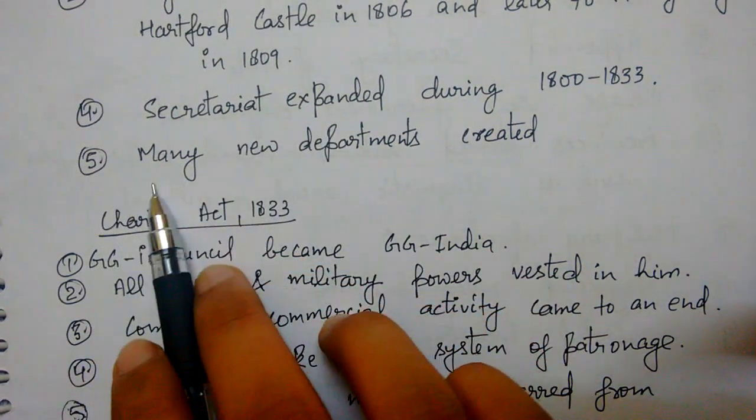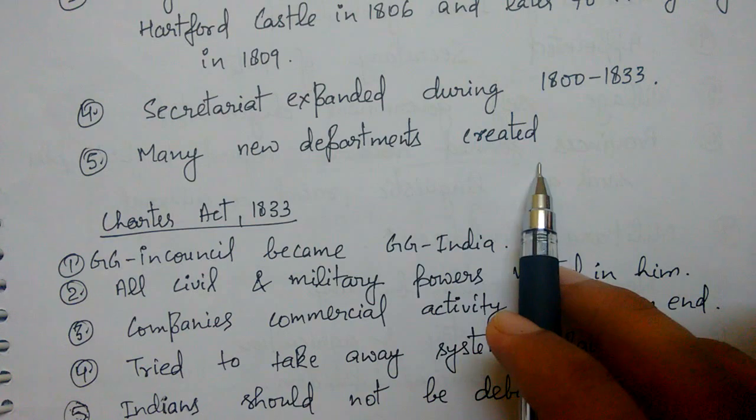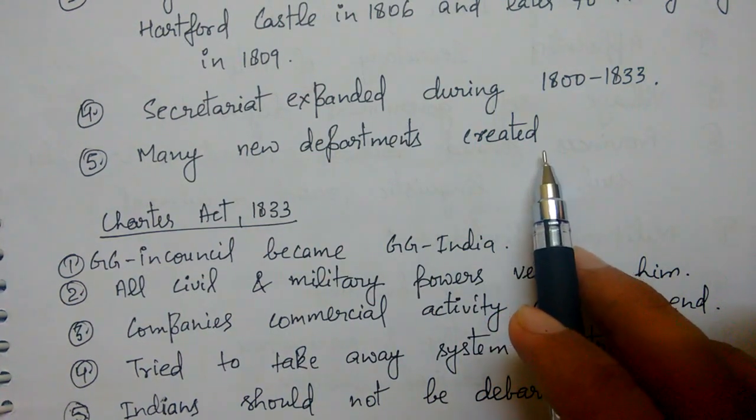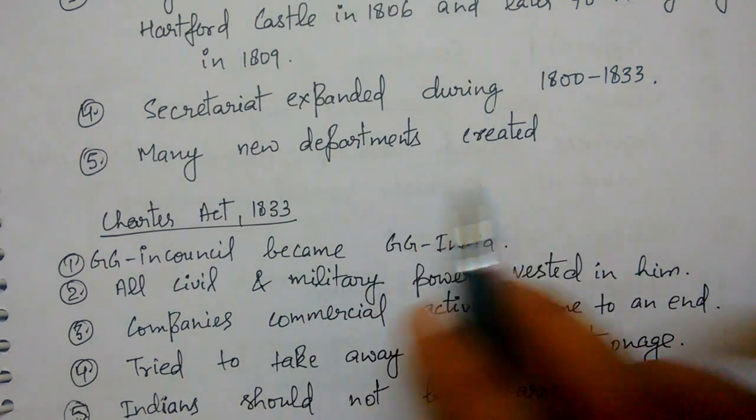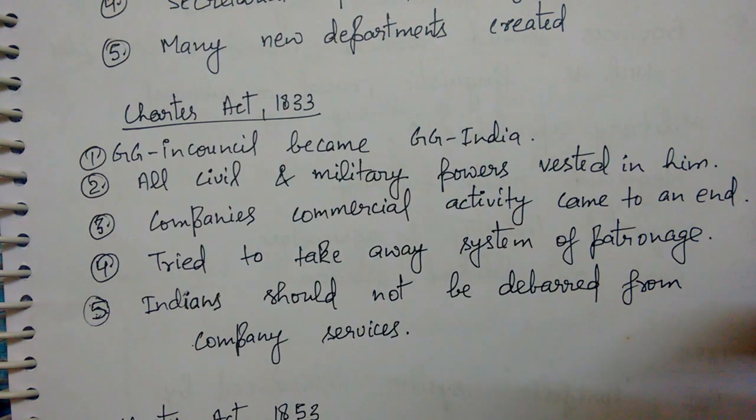And also the fifth point is that many new departments were created. Before this I have already told you there were 4 departments: military, revenue, trade, as well as the Governor General in Council. After that new departments were also created.